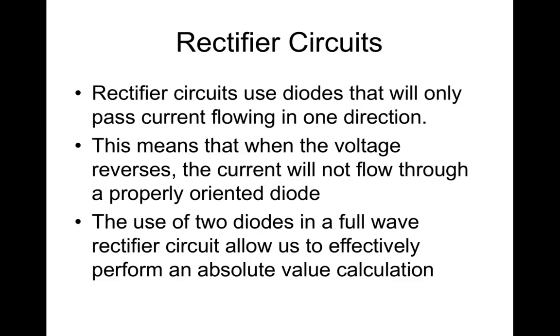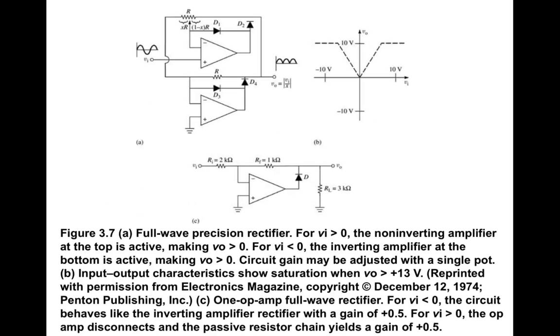So what you do is you use two diodes in what's known as a full wave rectifier circuit, and that allows us to do an absolute value. So if you have signals that have positive and negative components to them, the negative components get inverted, and so you'll only have positive components.